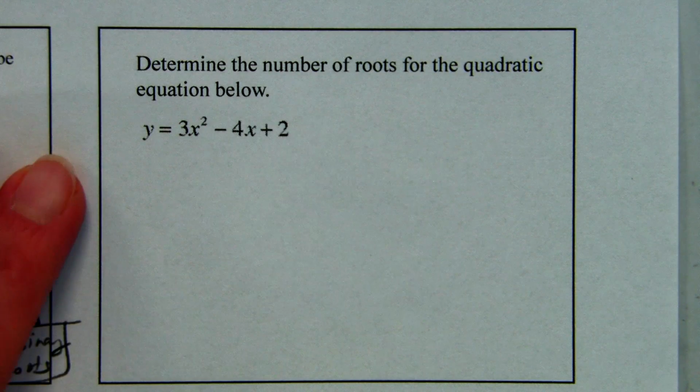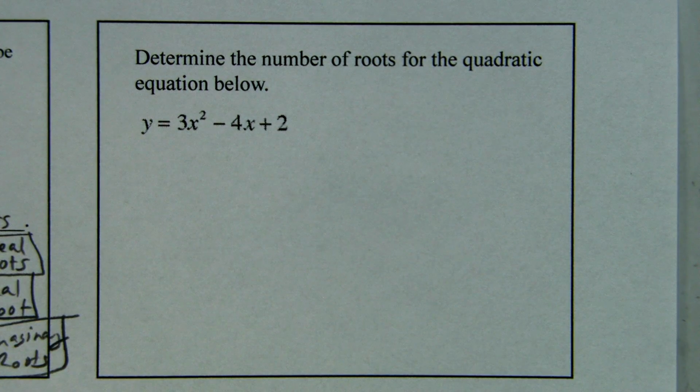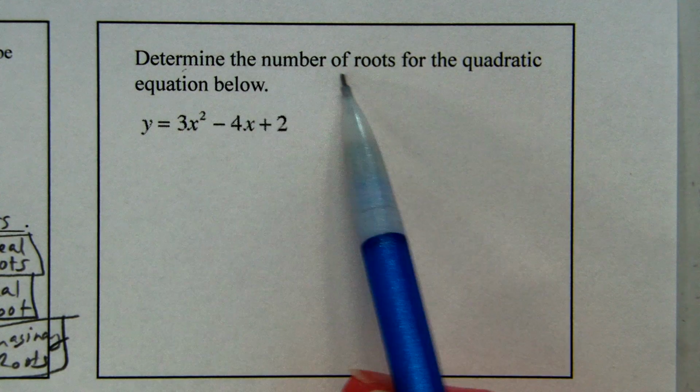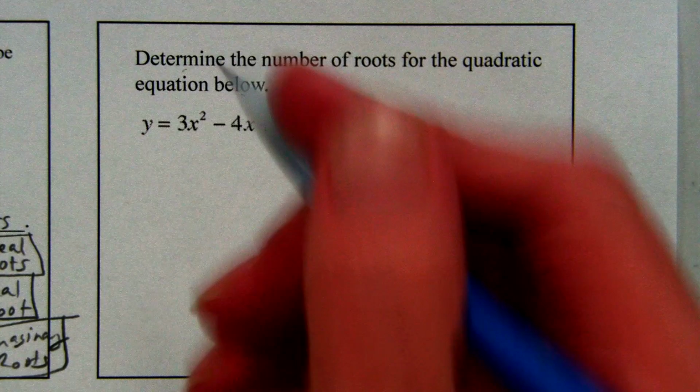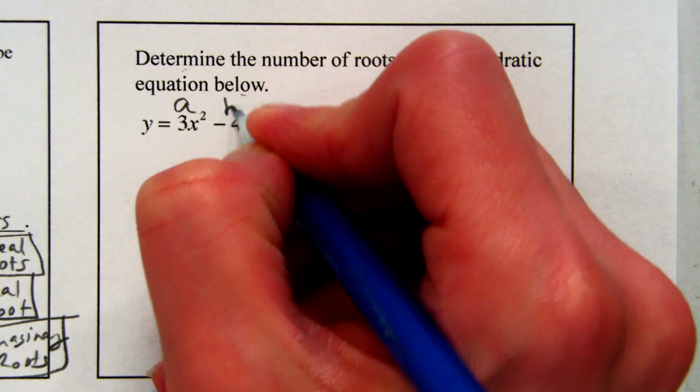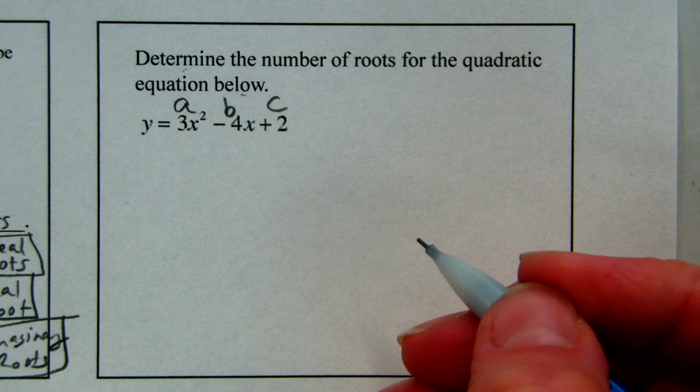Yeah, that'll work. Okay, so let's go ahead and look at an example of this. We're not going to solve it all the way, but we're going to figure out the number and type of roots that we have. So just determine the number of roots for the quadratic equation below. We're going to do just the discriminant. So A is 3, B is negative 4, and C is 2.